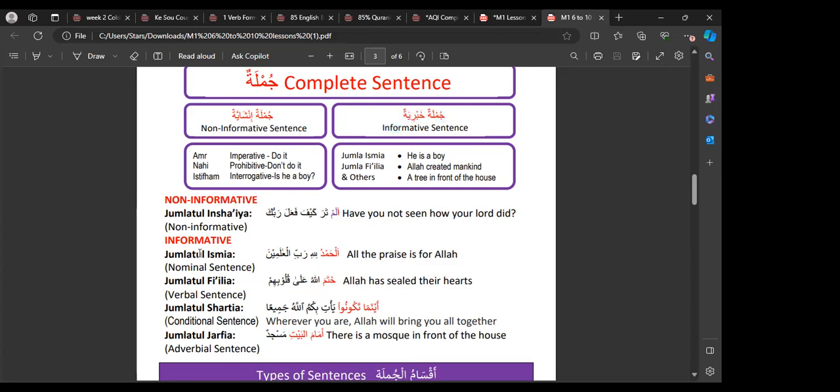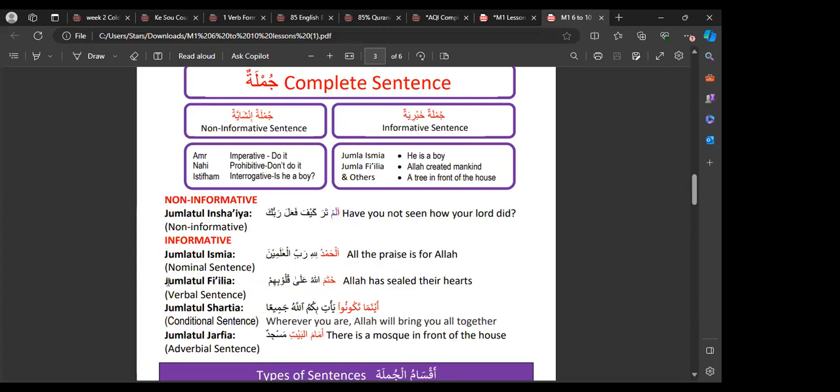Then we have informative sentences, jumlat al-khabariyya. We have jumlat al-ismiyya, which means a nominal sentence, which is what we saw above. Alhamdulillahi Rabbil Alameen. All the praise is for Allah. It starts with a noun. It starts with an ism, and that's why it's called jumlat al-ismiyya.